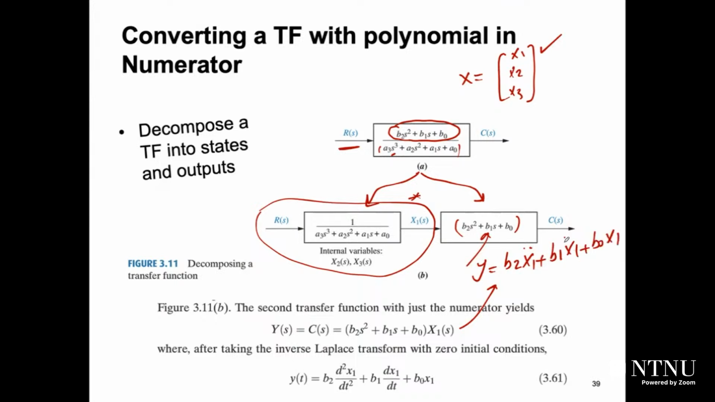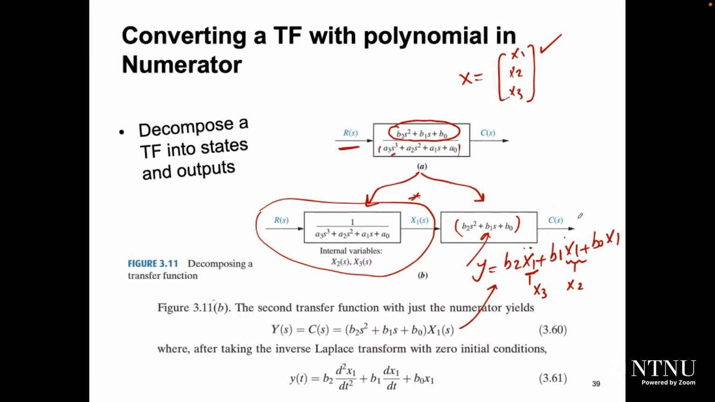And after that, you need to find what is x1 dot. In fact, x1 dot, it's x2. So just replace this one with x2. And you have x1 double dot. x1 double dot, in fact, it will be x3. So y will be b2 multiplied by x3 plus b1 multiplied by x2 plus b0 multiplied by x1.